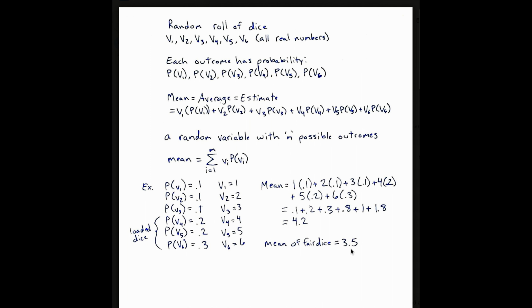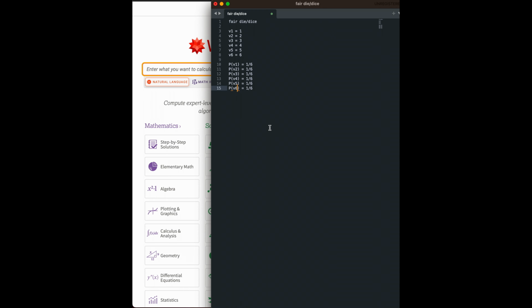And if you think about a fair dice, each outcome has a 1 over 6 chance. This is going to be an illustration of how to calculate the expected value of a fair dice. So let's say event 1 is 1, event 2 is 2, event 3 is 3, event 4 is 4, and so on. And the probability of V1 is 1 over 6, probability of V2, 1 over 6. They're all going to be 1 over 6 because it's a fair die.